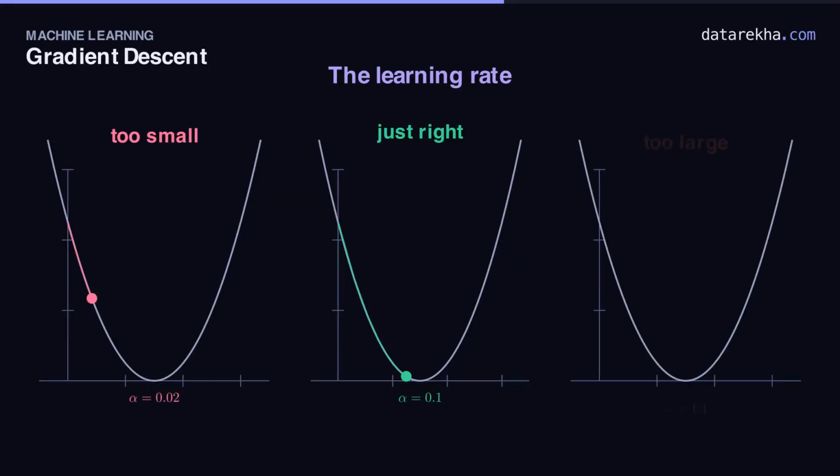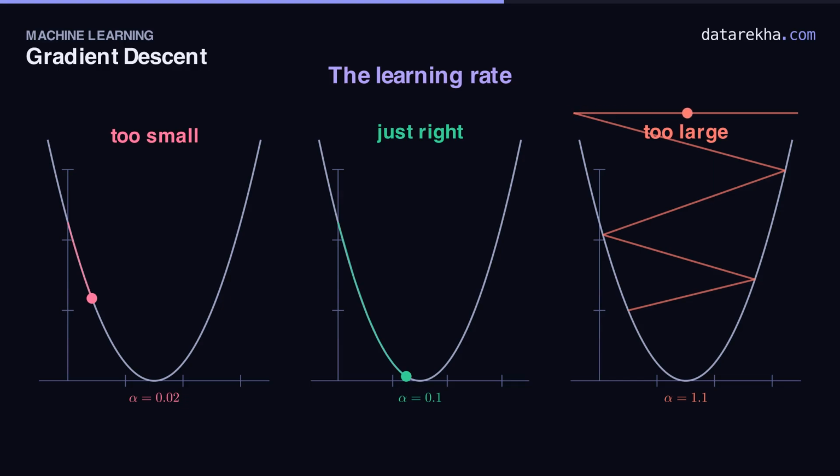On the right, alpha is too large, bigger than 1. Now each step overshoots the bottom and lands higher up the far wall than it began. The dot ricochets from side to side, climbing away from the minimum instead of toward it. The loss explodes. This is divergence. And it's the classic way training blows up.